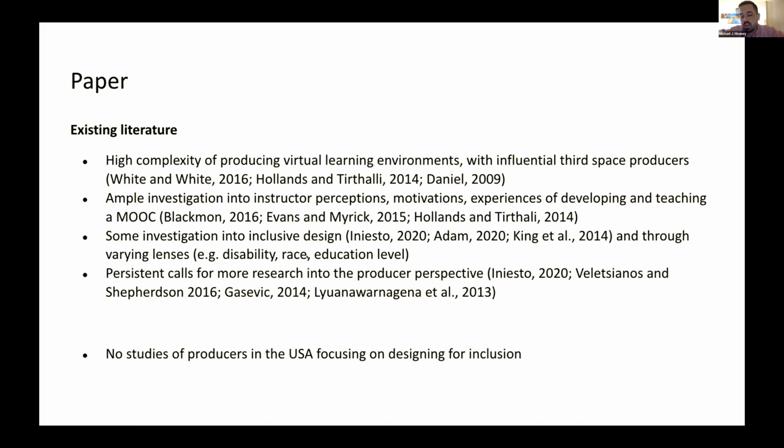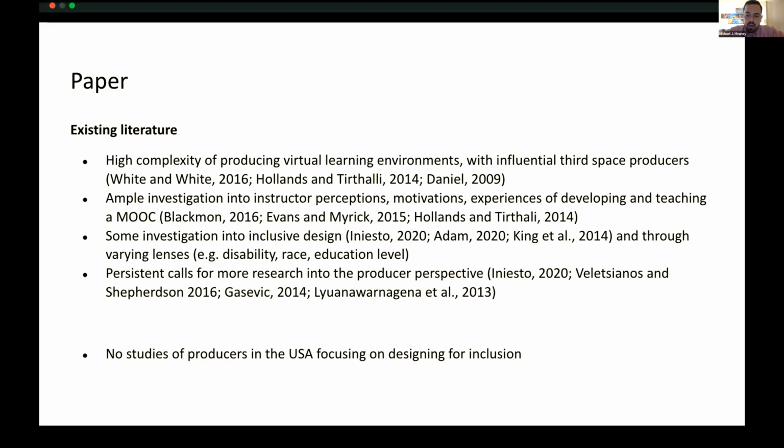So some authors looked at disability, some authors looked at race, others looked at educational level. And this was always in international context, never in the United States. And from Lakshmi Warnagardena's first highly cited literature review in 2013, all the way through more recent literature syntheses, there has been this call to explore the producer perspective more. And so that's what I looked to do in the context of the United States.